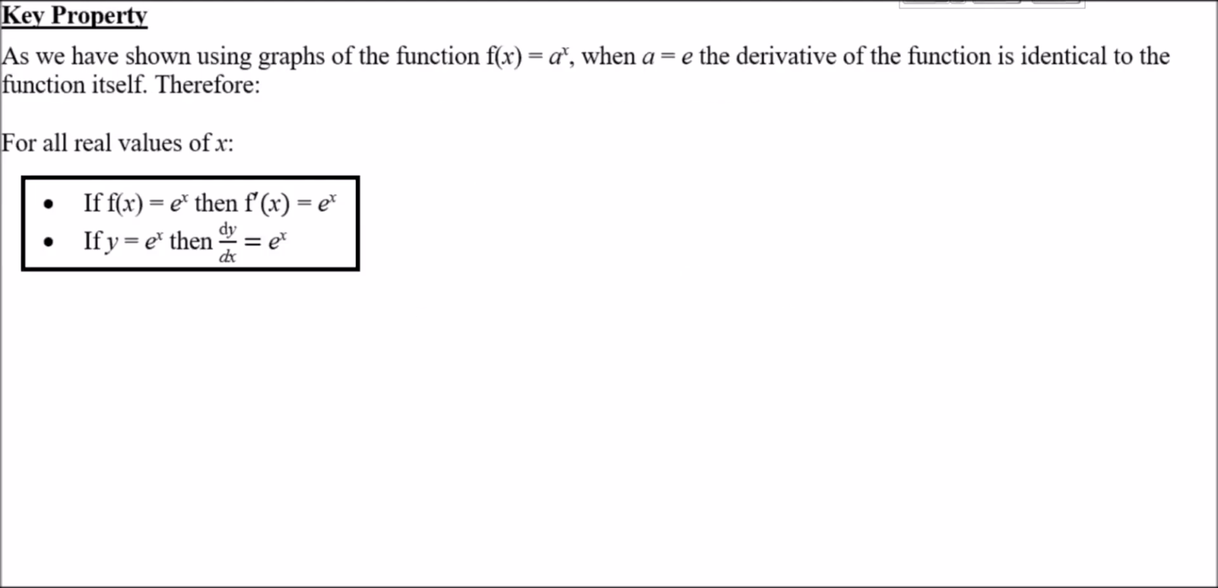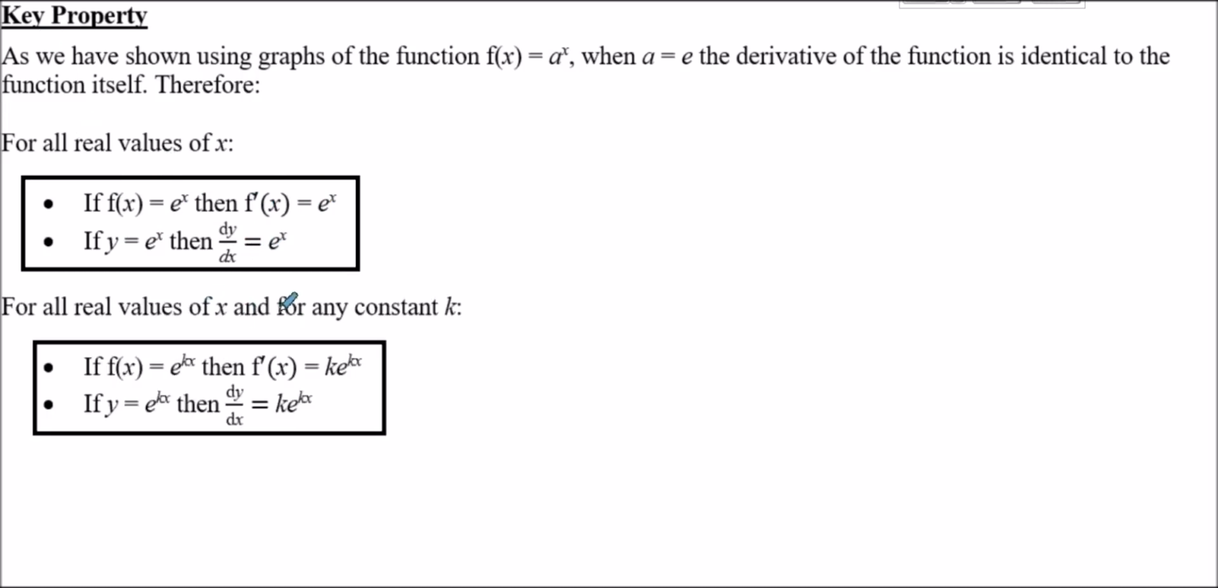The main property of e is that when a equals e in this function, the derivative of a function is identical to the function itself. So when we're differentiating e to the x, we just get back the exact same function. So if f of x is e to the x, f dashed of x is again exactly the same thing. I wrote it here in dy by dx form.